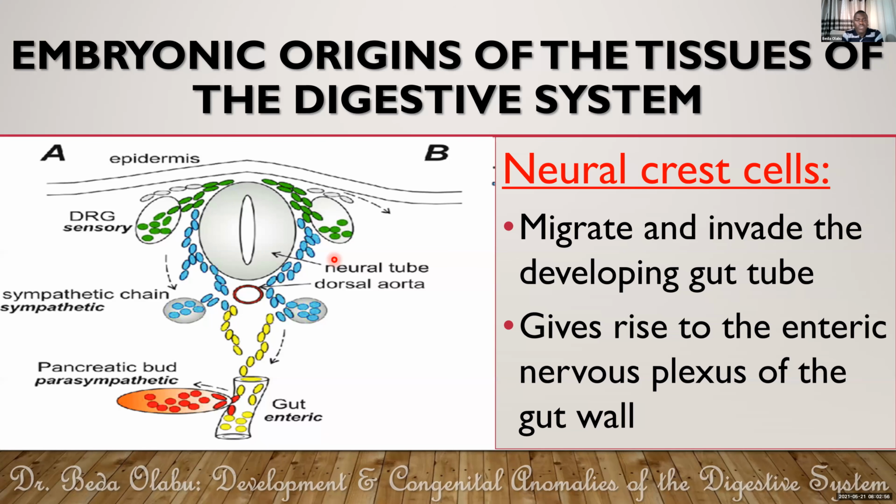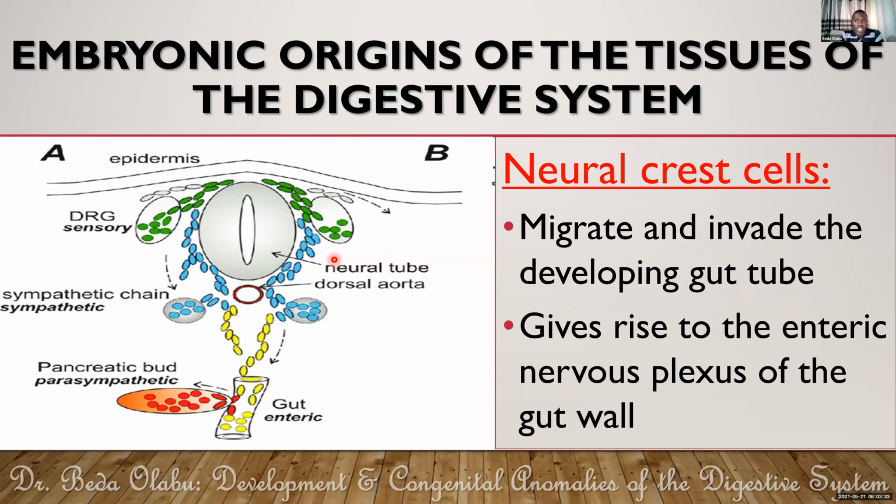The neural crest, which migrate into the GIT, give rise to the enteric nerve plexus. So remember that in the enteric nerve plexus, we have the myenteric nerve plexus, which is found within the muscular layer, and this one controls GIT peristalsis. We also have the submucosal nerve plexus. The submucosal nerve plexus is found within the submucosa, as the name suggests, and this one controls GIT secretions.